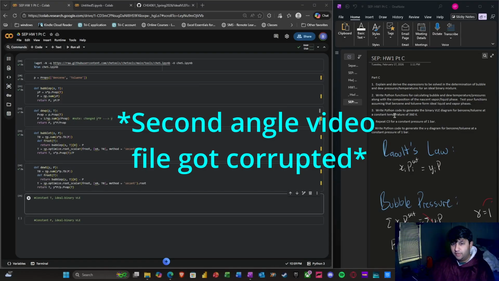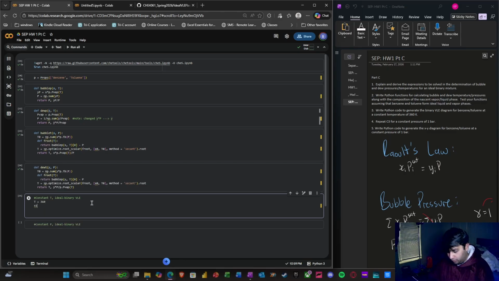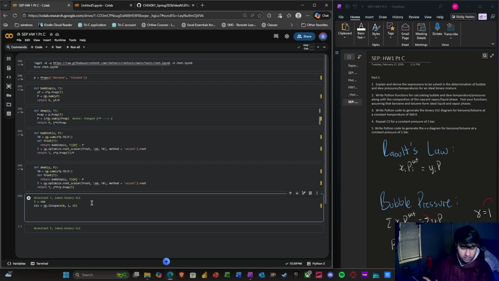Now what we're going to do is try to find our binary VLE diagram for the benzene toluene at a constant temperature of 360 Kelvin, and then we're also going to repeat that in terms of constant pressure of 1 bar. So let's start with the temperature. So we're going to define what our temperature is, which is 360 Kelvin, and we'll use x1s, which are our list of liquid composition values. Do np.linspace, and we'll do 0, 1, and 21 values or data points.